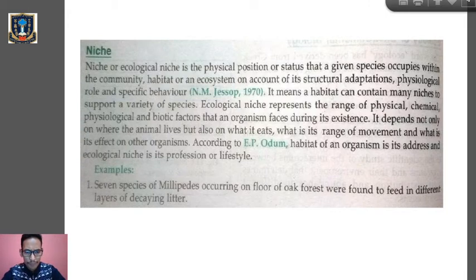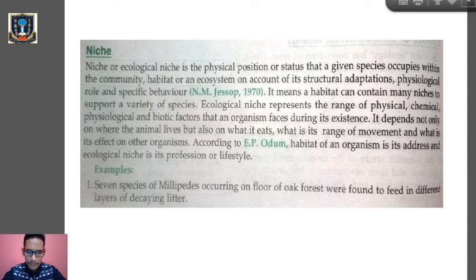Niche means the physical position or the status or the rank that a specific organism or species occupies within its community or within its habitat. Clear? And within a habitat we can find a variety of species. That means a habitat contains many niches, and that niche can support a variety of species. So within a habitat we find niches, and a niche mainly supports more than one particular species. So niche means the position, rank or status that the species occupies within the community, habitat or ecosystem. Clear? A habitat can support many niches, and a niche can support more than one species.